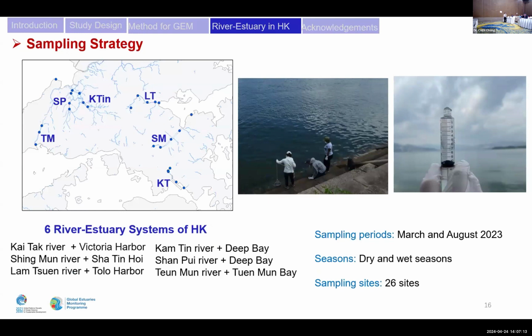The sampling strategy includes the 6 river estuary systems of Hong Kong, to cover different river estuary systems. And we conducted the sampling in March and August 2023, covering the dry and wet seasons.